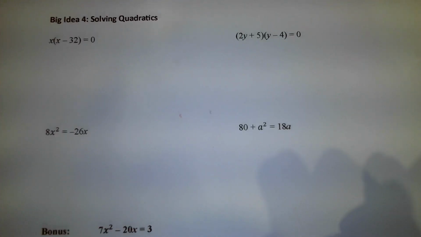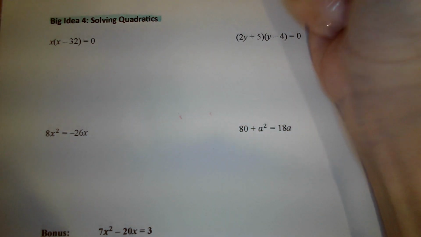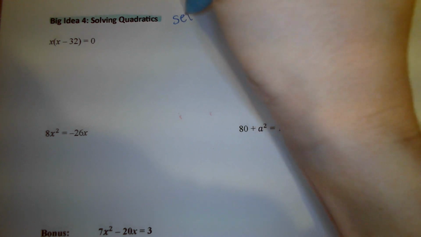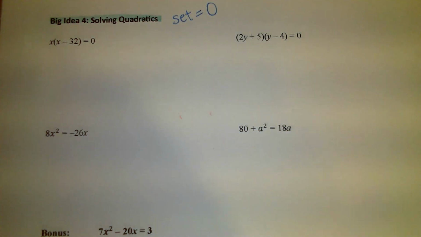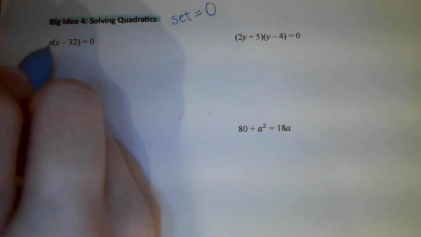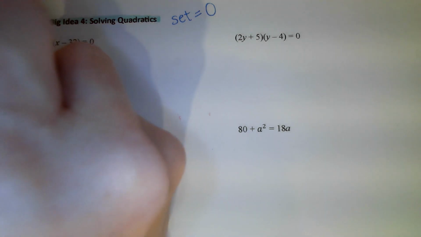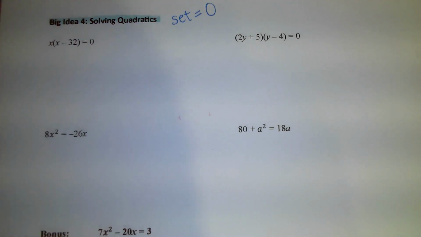All right, next examples. So the last big idea that we have is going to be solving equations and specifically quadratics. Now, for each of these, to solve these quadratics, we're going to set them all equal to 0. All right, so some of these already are. When they are, if it looks like this, so here we have x times x minus 32 equals 0. We have a binomial here. Trinomial? So we are going to split this up.